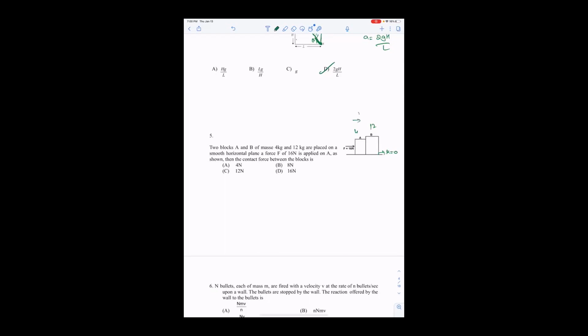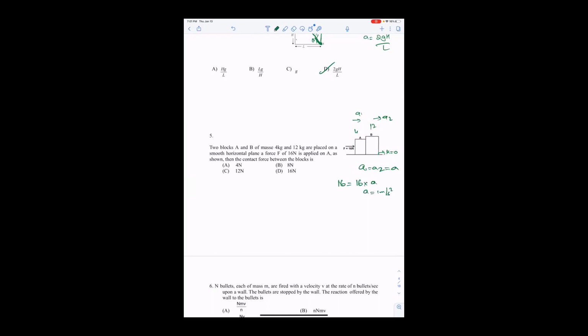Now, they have to move together. If I say this has acceleration A1 and this got A2, what can you say? If they have to be in contact, like your friend is pushing you from behind, the acceleration should be same. So both got same acceleration A. Net force is 16 Newton. And what is the total mass? 4 plus 12, 16 into acceleration A. So A is equal to 1 meter per second square. This is the common acceleration.